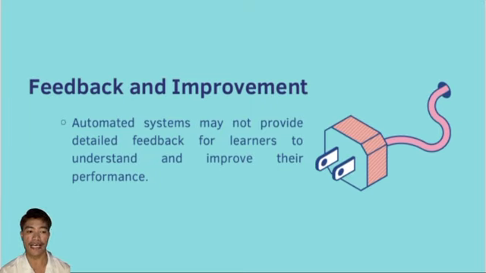Feedback and improvement in automated scoring systems in language assessment are crucial components that enhance learning outcomes and proficiency development. Feedback from automated scoring systems not only informs learners of their current proficiency level, but also guides them towards targeted areas for improvement. This process fosters continuous learning and skills enhancement, ultimately supporting learners in achieving higher levels of language proficiency.